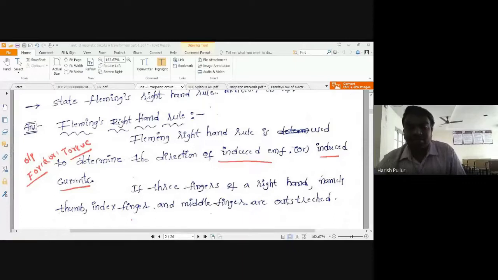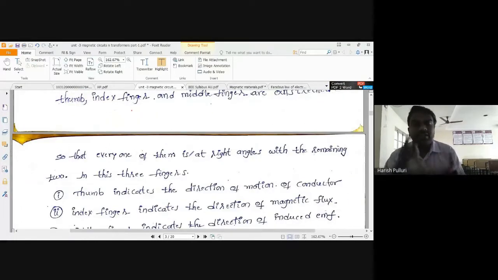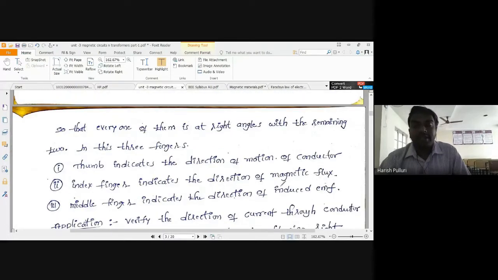In one mark questions, they will ask generally. That's why I'm showing this. Simply write what is meant by the thumb finger, index finger, and middle finger. The thumb represents the direction of motion, the index finger represents magnetic flux, and the middle finger represents induced EMF or current. That's sufficient.